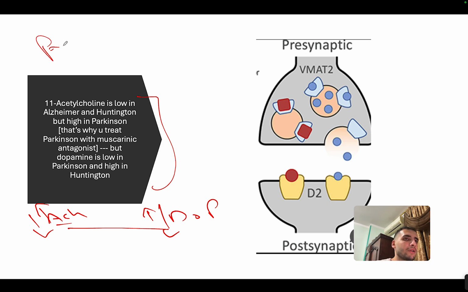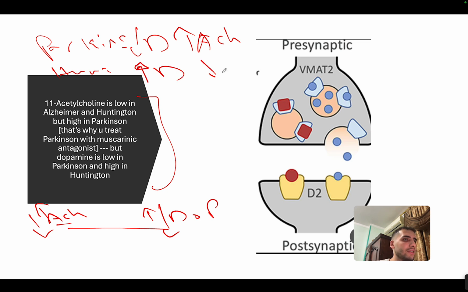So a person with Parkinson, let's start from Parkinson. We know that Parkinson has low dopamine. Then we would know that he is having high acetylcholine. Then a person with Huntington, we would reverse. So a person with Huntington will have high dopamine and low acetylcholine. And the last person is Alzheimer. A person with Alzheimer would present with low acetylcholine.